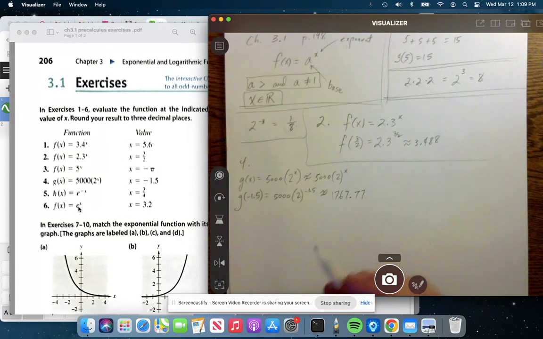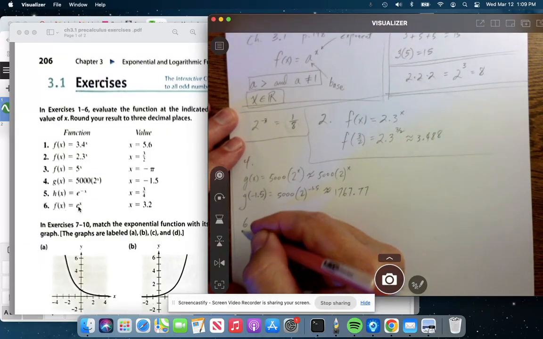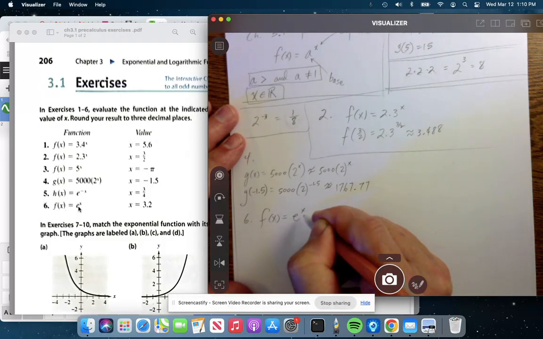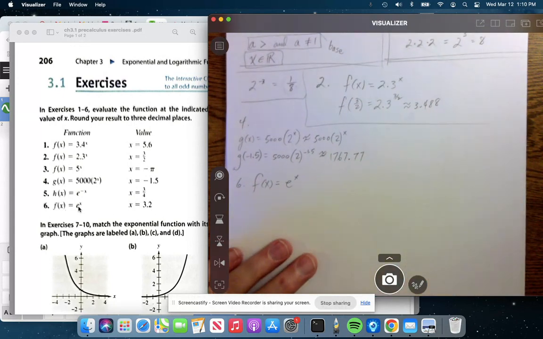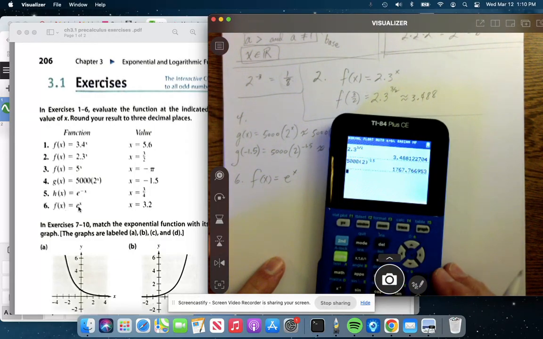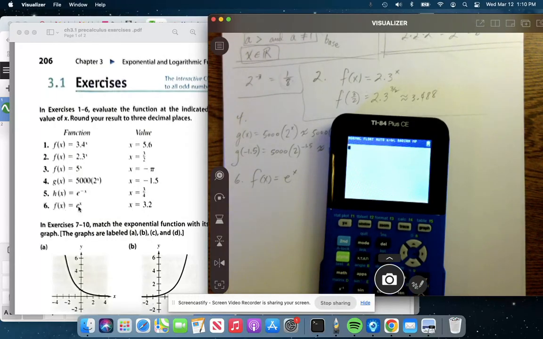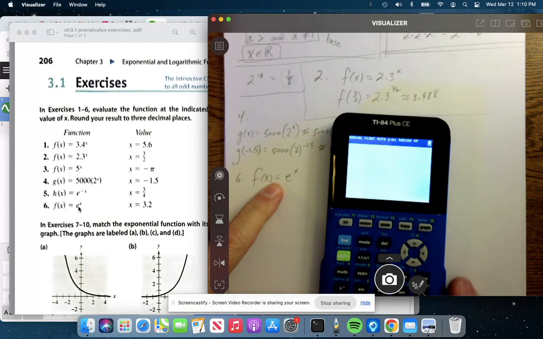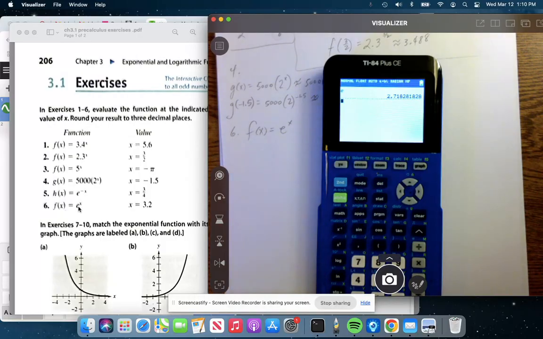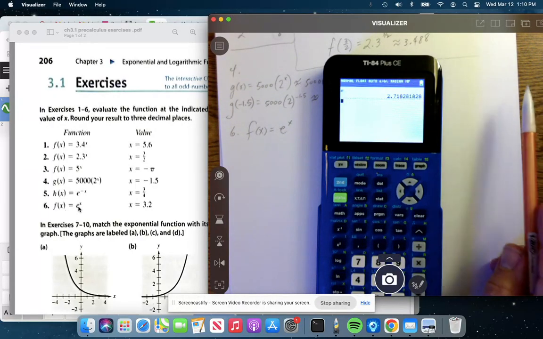I guess we should do E. Let's talk about E for a minute. So number 6 is f of x equals e to the x. So E is a number. You can look up where it comes from. There's a pattern that generates E. It has to do with factorials. But on your calculator, it's right here. It's the division button. So second divide is, and you can see E is approximately 2.718281828. It doesn't repeat. It does actually change after that, after a while.